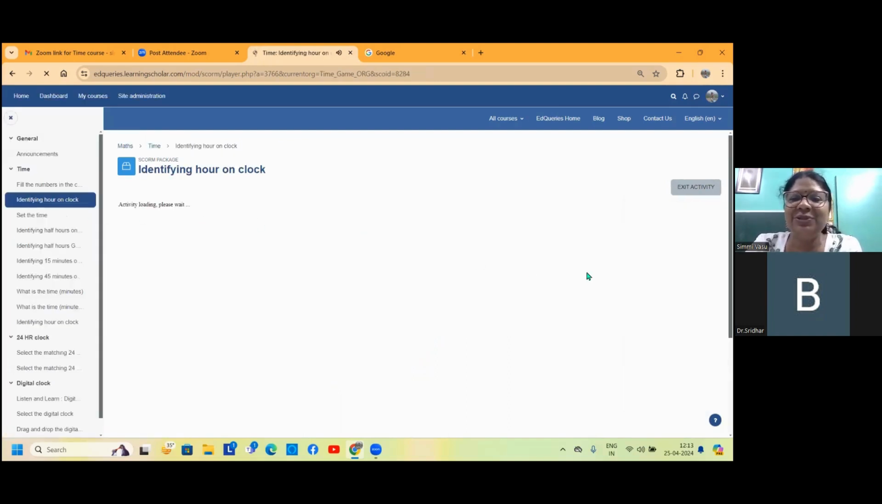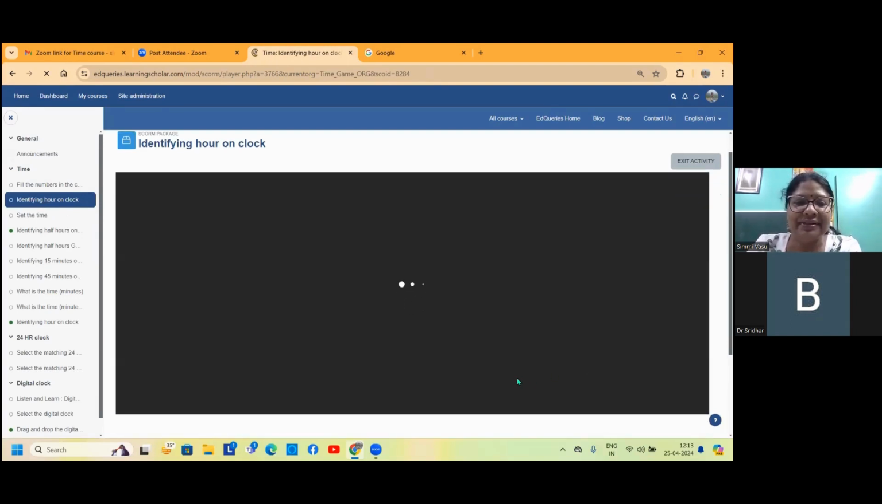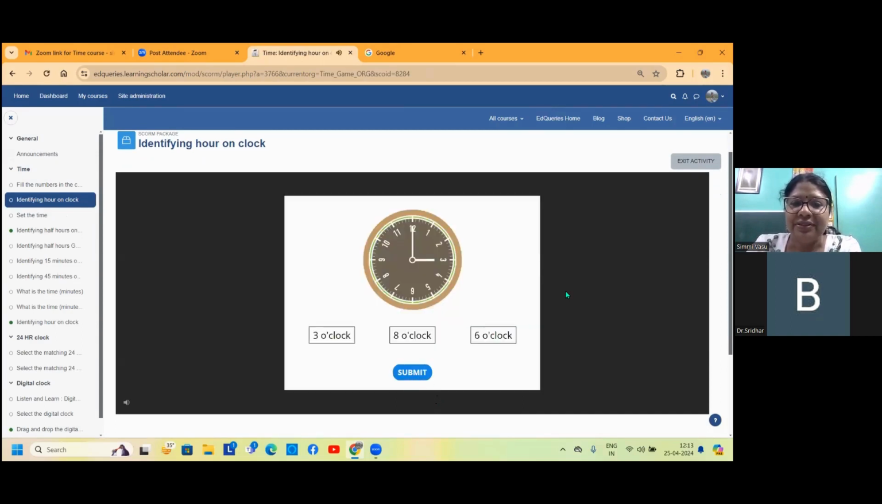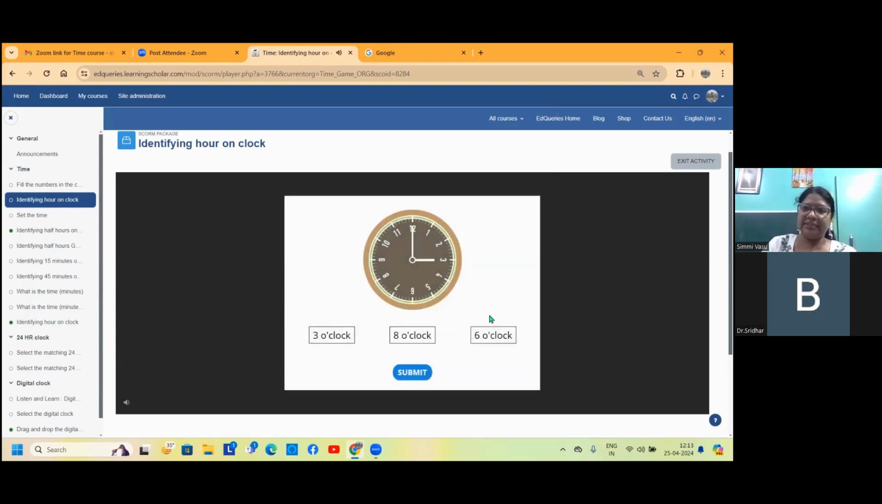So once this was done, the next thing to do was basically identifying the hour clock. In this game, look here, there are three clock options, and select the correct time. Then click submit.